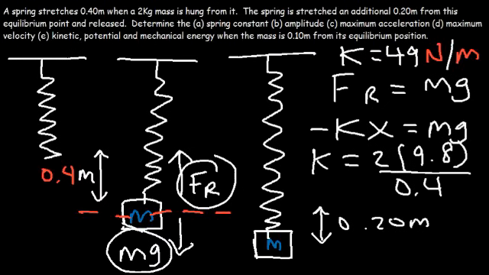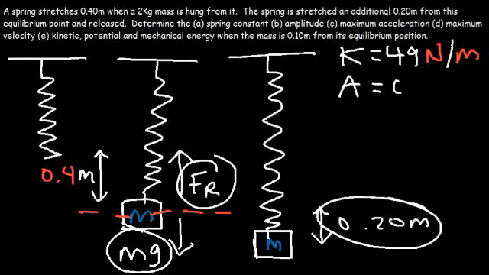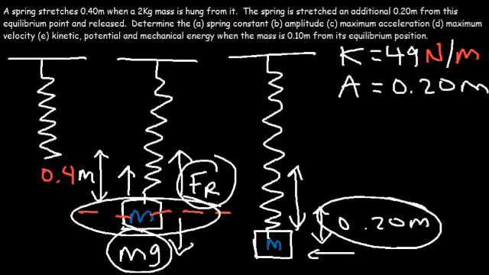Now what about part B? What is the amplitude in this problem? What do you think the amplitude is equal to? Now remember, this is the new equilibrium position, and it's stretched 0.20 meters from that equilibrium position. So therefore, the amplitude is 0.20. So once we release it from this position, it's going to bounce up and down 0.20 from this position. So it's going to go up 0.20 and down 0.20 meters.